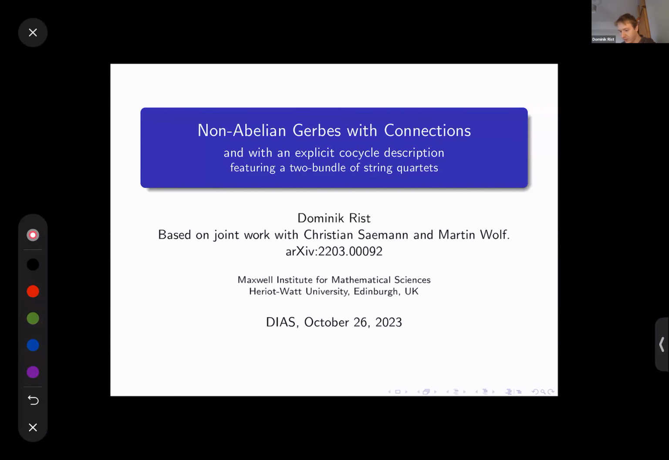Okay, so I'll be talking about my work with Christian and Martin that I did during my PhD at Heriot-Watt University. The work has been concerning non-abelian gerbes with connections. In my talk, I'll basically describe the construction and definition of non-abelian gerbes with connections, and also provide some basic non-trivial examples of such.